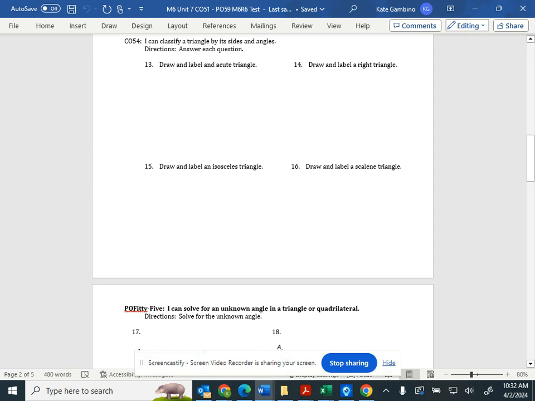CO54, I can classify a triangle by its sides and angles. So we need to draw and label an acute triangle. So what does acute mean? What is the definition of acute, Lilia? All three angles are less than 90 degrees. So you needed to draw a triangle that had all three angles less than 90 degrees. And it does say to label it.